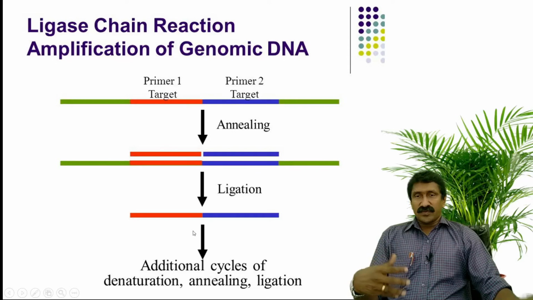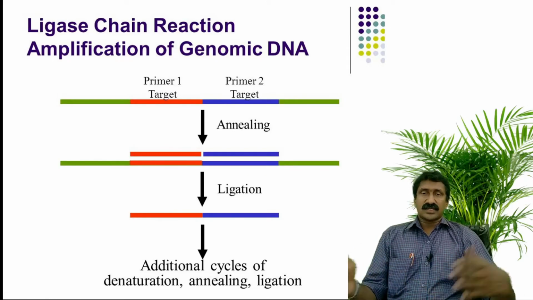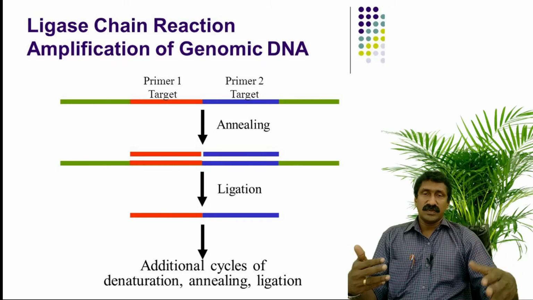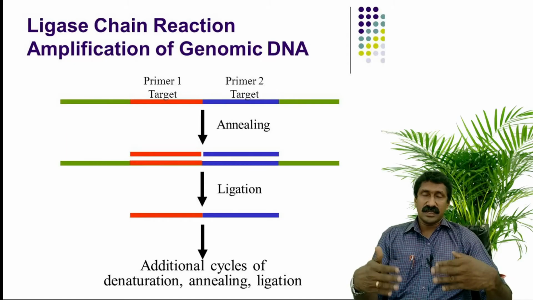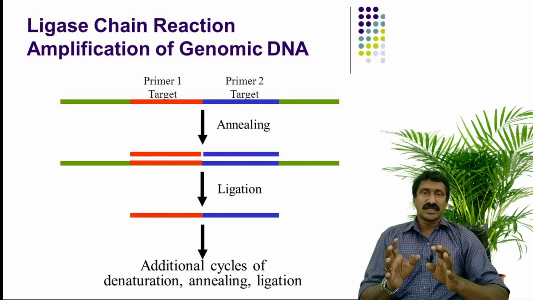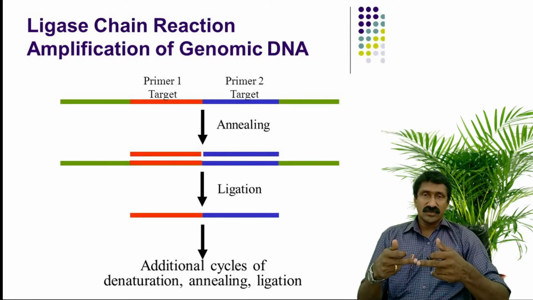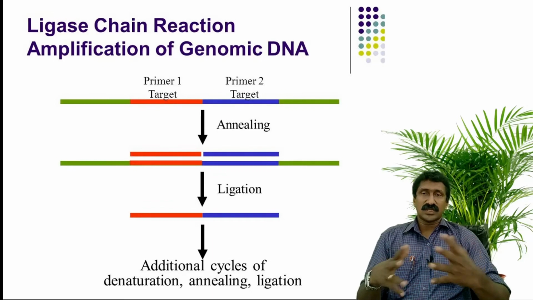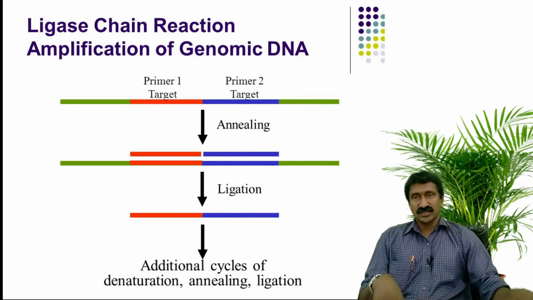The ligation of the two primers and construction of the next template will be done as a chain reaction. So that is why it is known as ligase chain reaction. Here there is no polymerase, no amplification, only a ligation process, and the joining of the two primers against the targets will result in the production of a new copy of the template, and that cycle continues just like a chain reaction. So this is about ligase chain reaction.